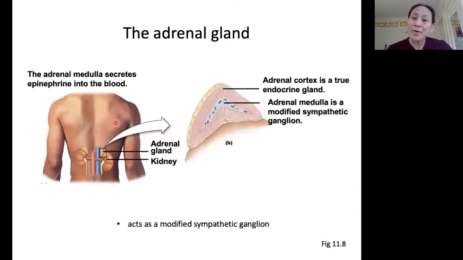Okay, so I'm going to start by introducing you to the adrenal gland. The adrenal gland is a gland that sits on top of your kidney. So you have two kidneys. You have one adrenal gland on top of each kidney, okay? The adrenal gland consists of two parts, an outer part called the cortex and a middle part called the medulla.